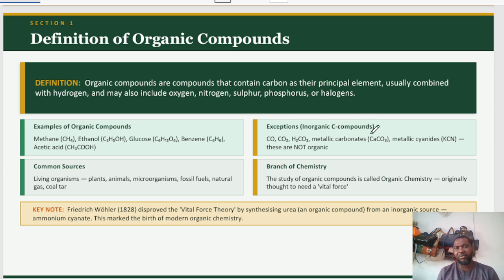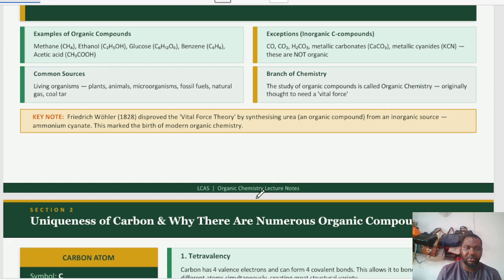Even though they are carbon compounds, oxides like carbon(IV) oxide, carbonates, and cyanides are not organic compounds. Those are the only exceptions. So you can say that organic compounds are compounds of carbon with the exception of oxides, carbonates, and cyanides. That's important.